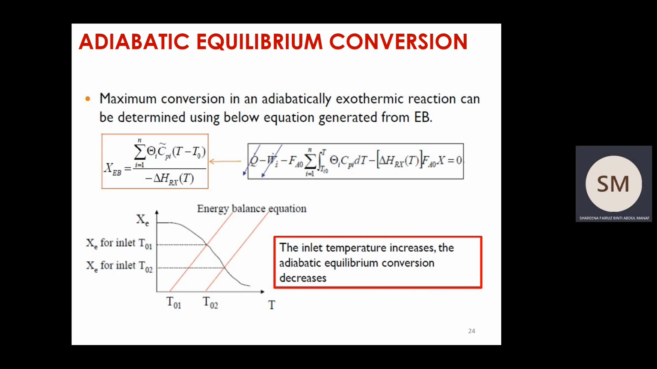So the maximum conversion in an adiabatic exothermic reaction can be determined using the equation below. Okay, so this is the equation used for X_EB. So as the inlet temperature increases, the adiabatic equilibrium conversion decreases. Okay, if you look, even though the temperature increases, X_E will decrease. Okay, going further down.